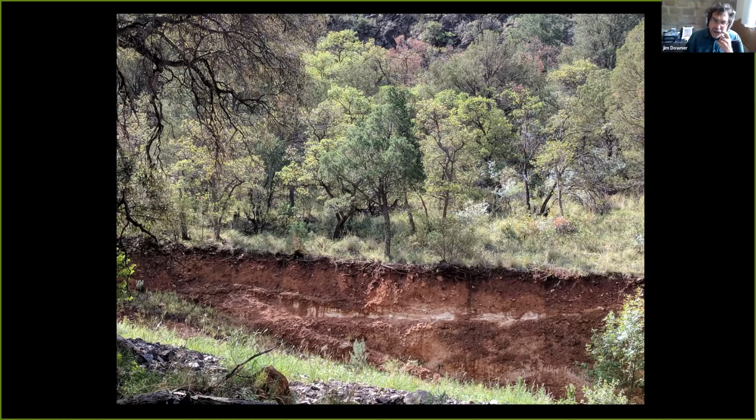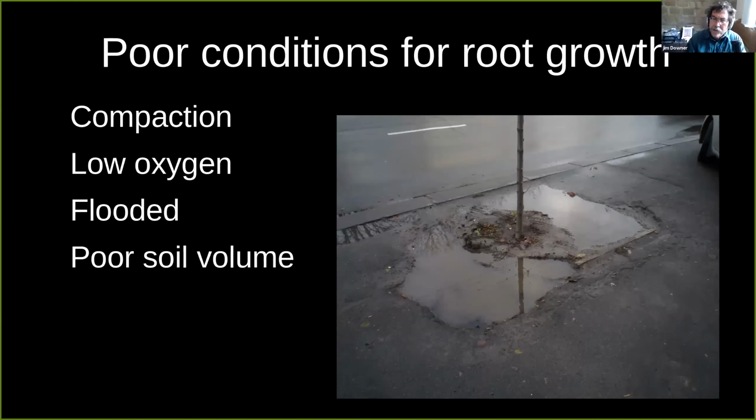And they certainly don't want conditions like this, conditions that are so compacted. And you see the tire track that went right over this area. So you have compaction and water that won't infiltrate and it won't drain very well. So we don't want the low oxygen environment. We don't want flooding. We don't want small soil volumes for trees. This is why trees don't grow for very long or live for very long in really urban settings like here in Kiev.